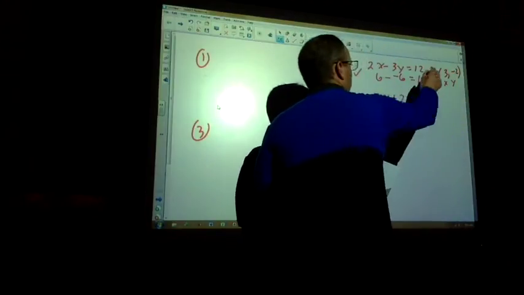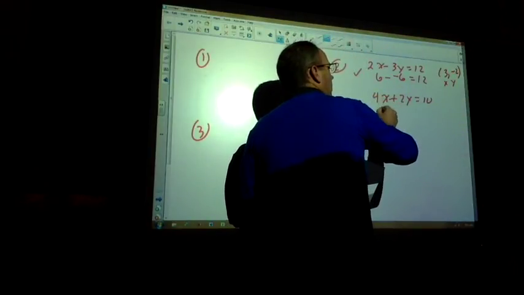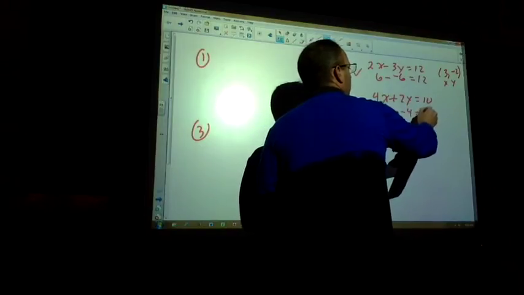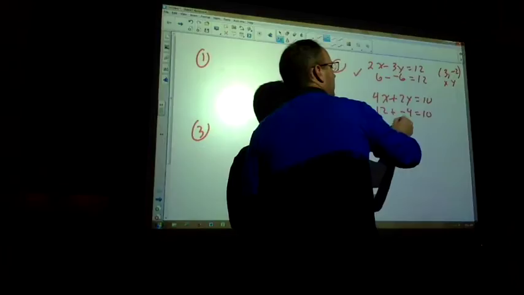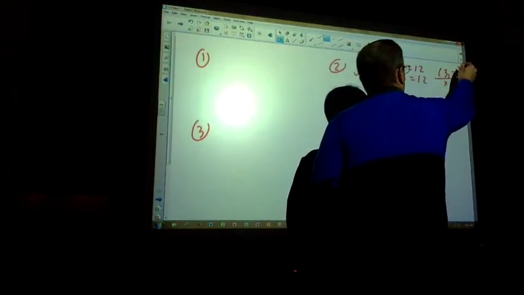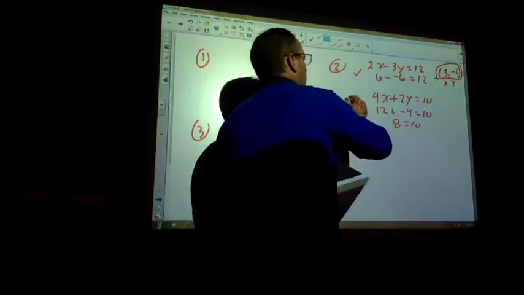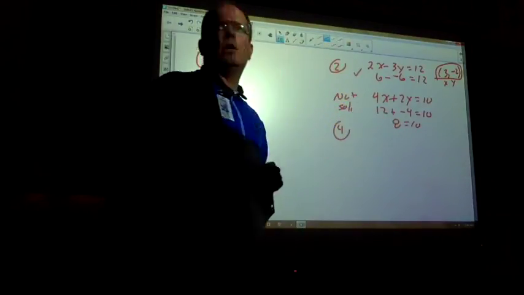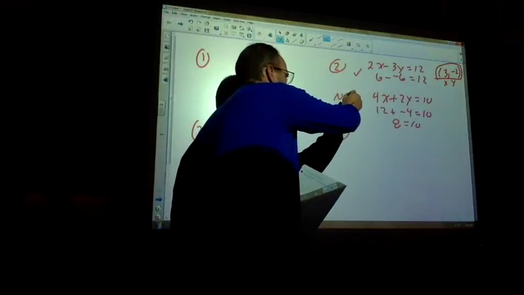Let's plug it into the second one. Plug 3 in, so I get 12 plus negative 4 equals 10. So that's 8 equals 10. That's not true. So is that where these lines cross? No. So not a solution.